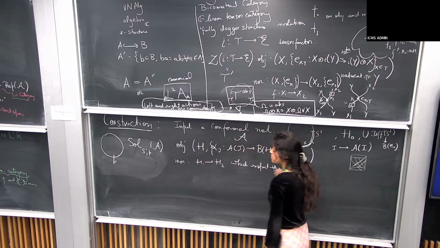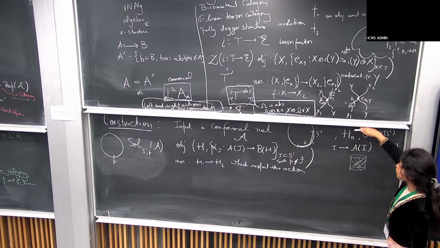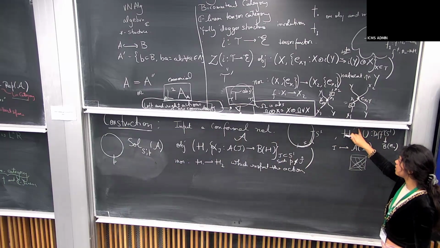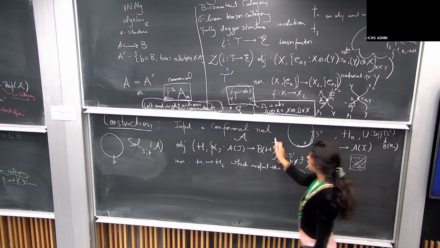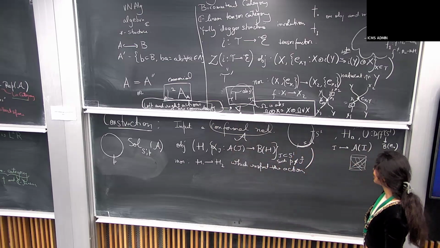Excuse me, are you assuming there's a vacuum vector at all? Yes, the data of a conformal net also comes with a vacuum vector, and yes, that is invariant. I just did not give you the full definition of the conformal net.